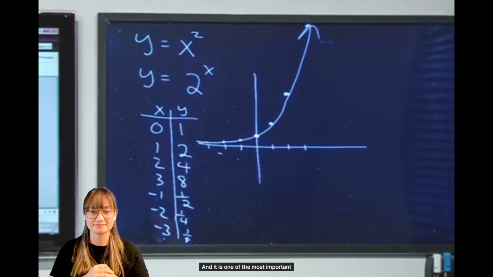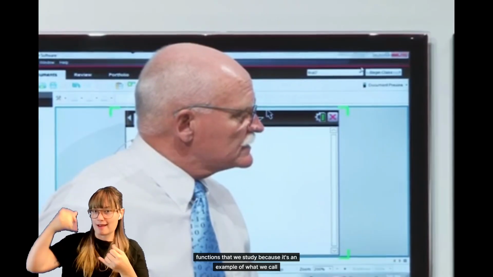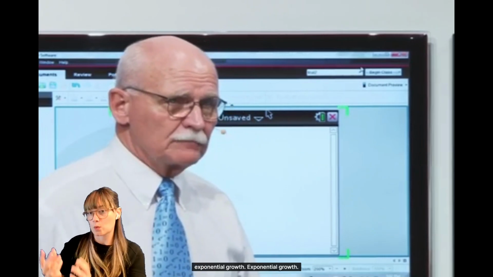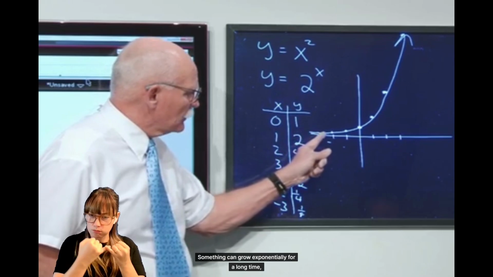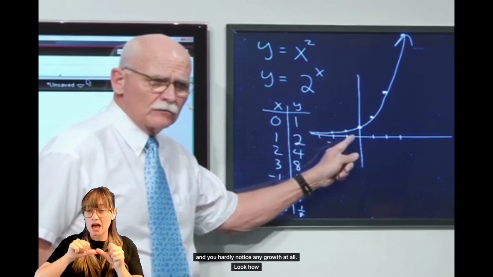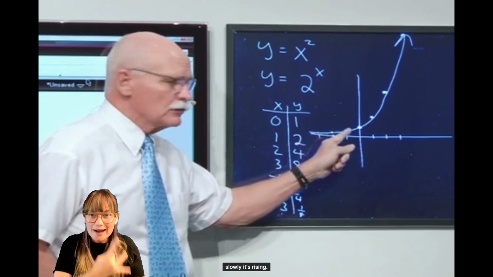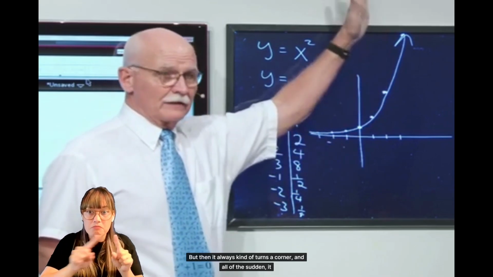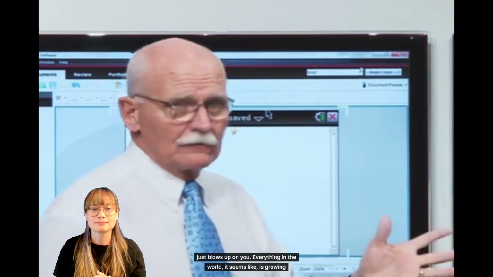Okay? And it is one of the most important functions that we study because it's an example of what we call exponential growth. Something can grow exponentially for a long time and you hardly notice any growth at all. Look how slowly it's rising. But then it always kind of turns a corner and then all of a sudden it just blows up on you. Everything in the world, it seems like, is growing exponentially.